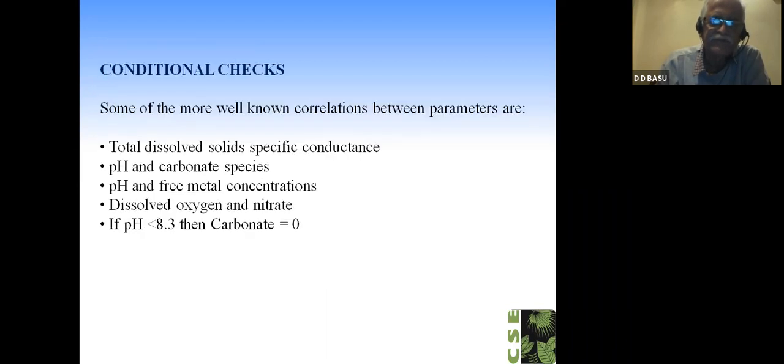Next. Conditional checks: total dissolved solids and specific conductance have a correlation. pH and carbonate species, pH and free metal concentration. Dissolved oxygen and nitrate: if nitrate is more, dissolved oxygen is less, because nitrification takes the oxygen. If pH is less than 8, then carbonate must be 0. It is a bicarbonate, right? Alkalinity is bicarbonate. Next.